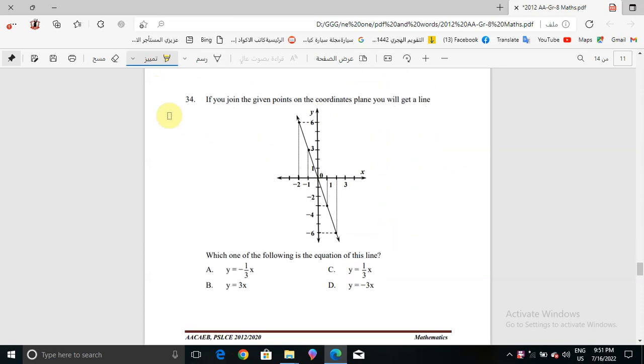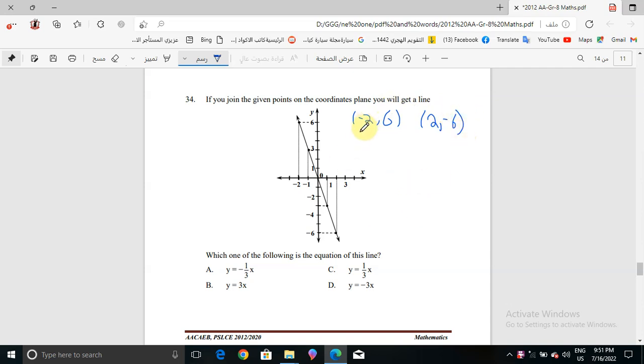Now question number 34, what we have here, if you join the given points on the coordinate plane, you will get a line. Okay, yes, we get a line here. Which one of the following is the equation of this line? Okay, now what we have here, -2 and 6, and we have here 2 and -6.